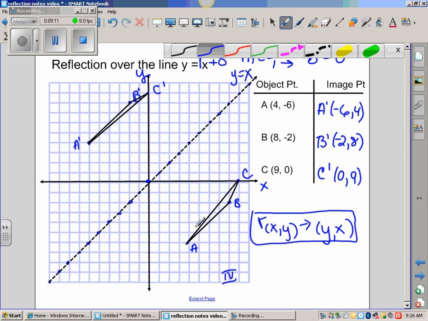So now I'm all set. I've got everything labeled. My vertices are labeled. My line of reflection is labeled, and I remembered my primes on my image. So then you're all set, and you can move on to the next problem.